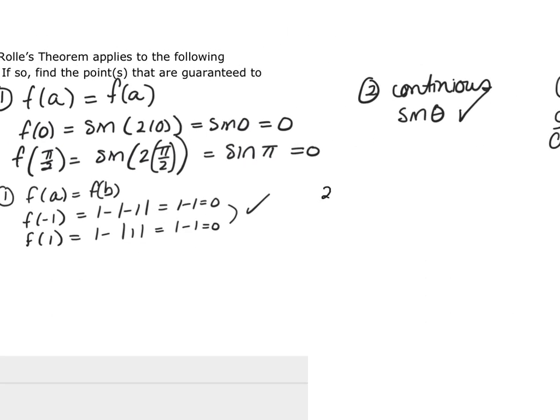The second part is I have to have continuity. So my function, f of x, is equal to 1 minus the absolute value of x. On the interval from -1 to 1, there's no place in which that function is not defined or which we have to pick up our pencil as we draw it from left to right, so it is continuous.